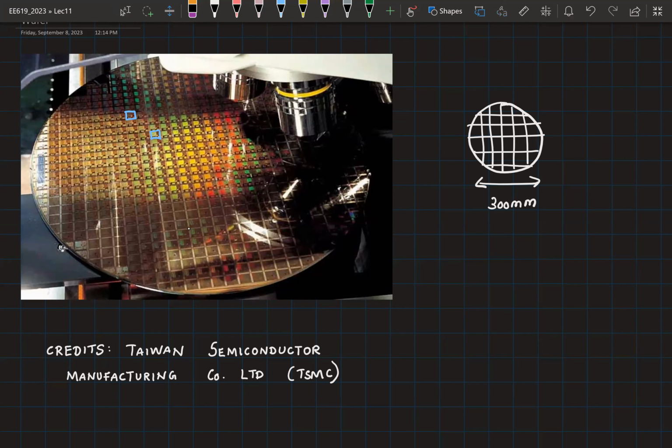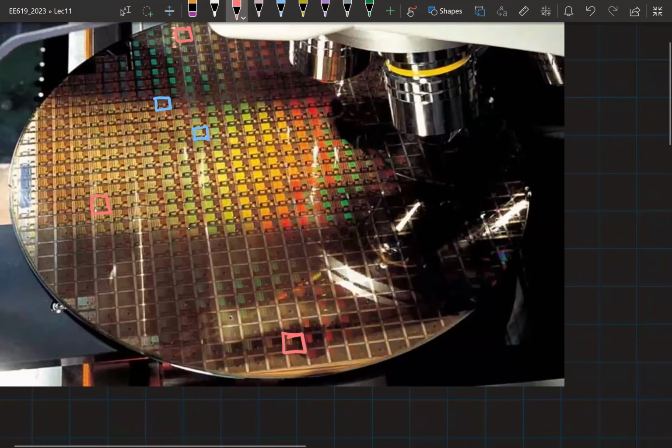So they cannot simply say that, for example, I will use a particular die area here for putting my ring oscillator, right? Because if they want to do it, they will have to do it across the wafer because the properties are going to change across the wafer. So that is one part. The second part is they are going to lose out on money, right? Like I said, the real estate on silicon wafer is very, very expensive.